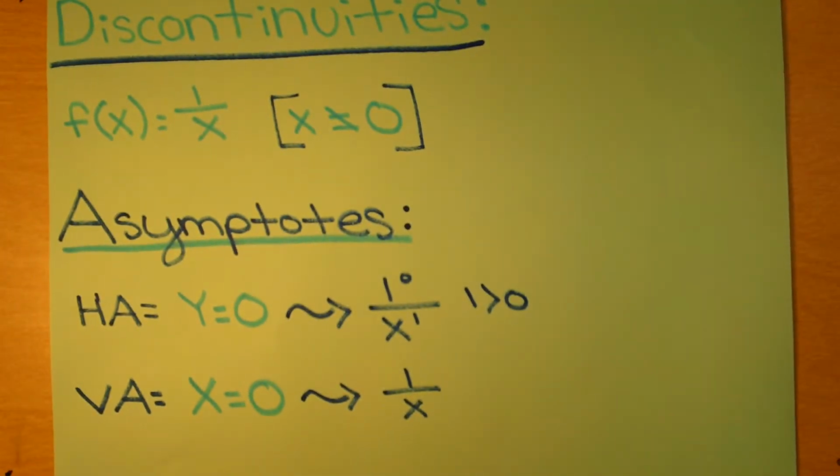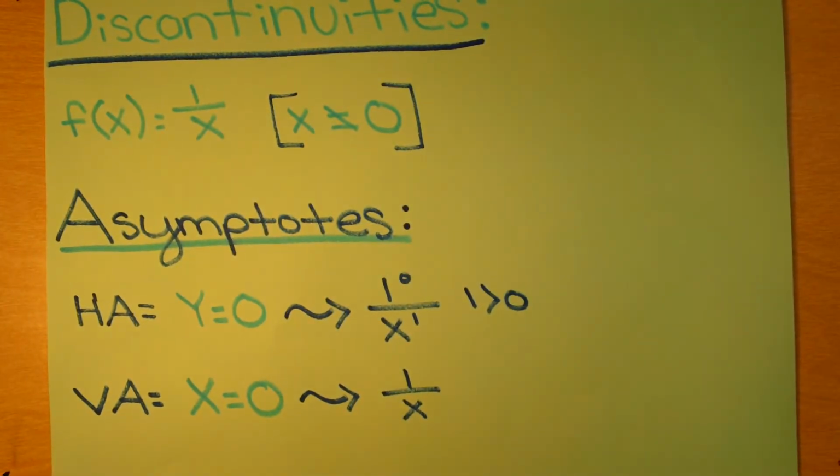Now for discontinuities. In our equation, we have a discontinuity that x cannot equal 0, and for the asymptotes, we have a horizontal asymptote of y equals 0, and our vertical asymptote is x equals 0. Now let's see how this ties back to our domain and range.